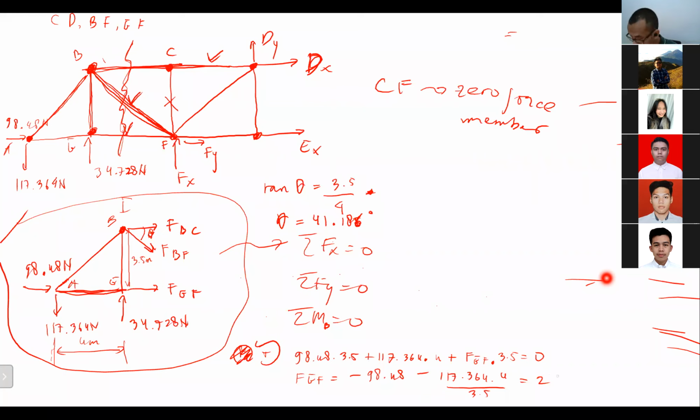So your result will be like this. Is it compression? Yes, Irfan, it will be compression. Minus 232.61 Newton. Minus means that it will be 232.61 Newton compression. Like that, so we got the first force value, FGF.